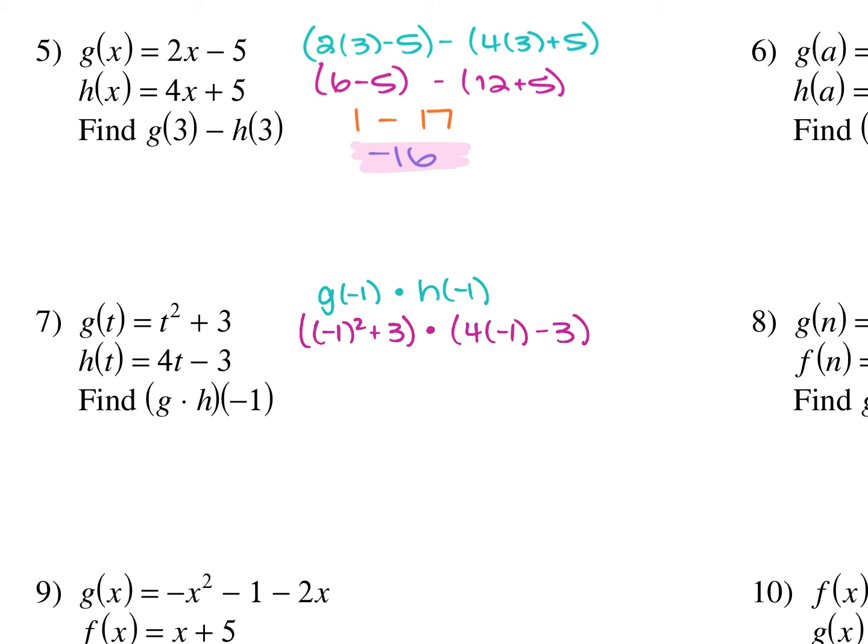The negative 1 squared is 1 plus 3. The 4 times negative 1 is negative 4 minus 3. So 1 plus 3 is 4. The negative 4 minus 3 is negative 7. If we multiply the negative 7 with the 4, that gives us negative 28.